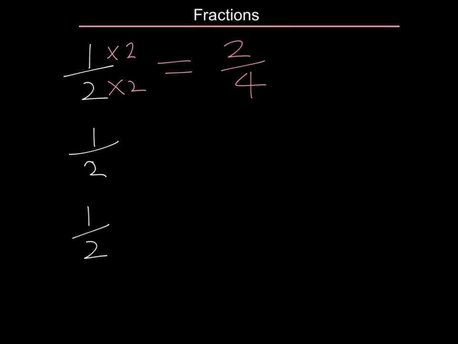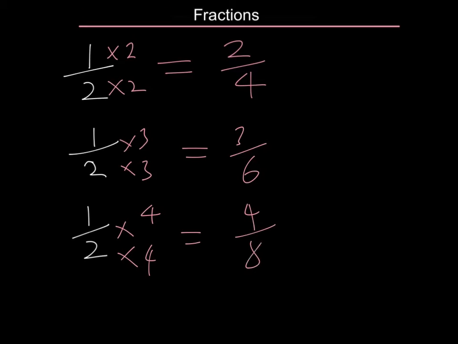I could also multiply by 3. So if I multiply the numerator and the denominator, the top number and the bottom number, by 3, I'll get 3/6. I could multiply by 4. If I multiply both the numbers by 4, I'll get 4/8. All these fractions are worth the same amount.